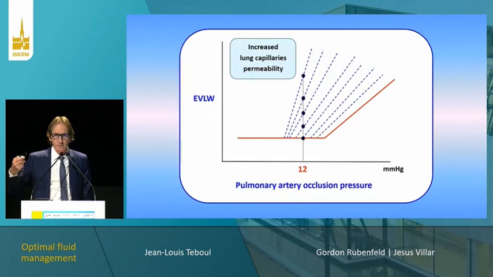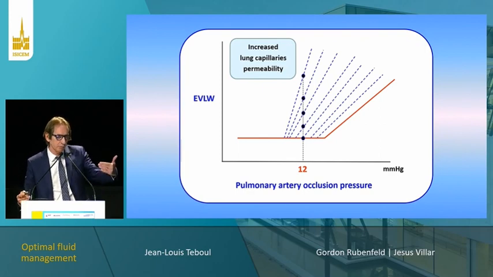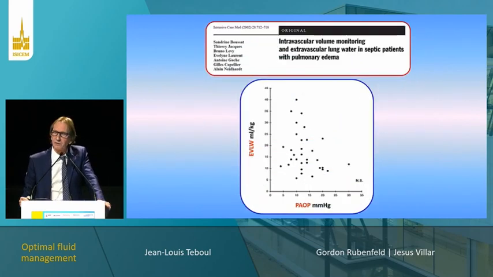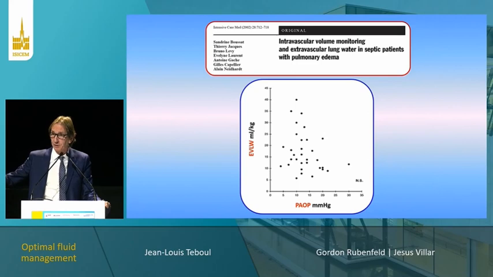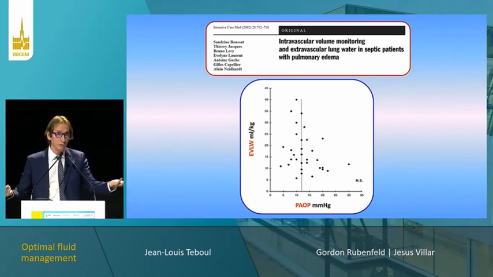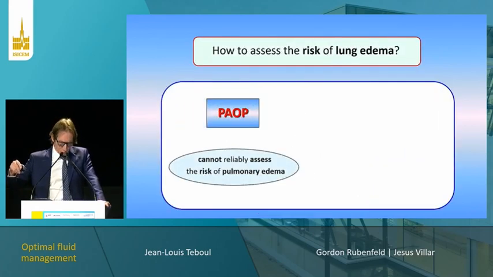In fact, if we go back to physiology, if you have a value of PAOP of 12, for example, this can be associated with different values of lung water. So it is difficult to assess the risk of lung edema only using PAOP. And this was confirmed by this study, published years ago, where they looked at lung water on the y-axis and PAOP on the x-axis. There was no correlation, and a value of 12 can be associated with different values of lung water. So it cannot reliably assess the risk of pulmonary edema.